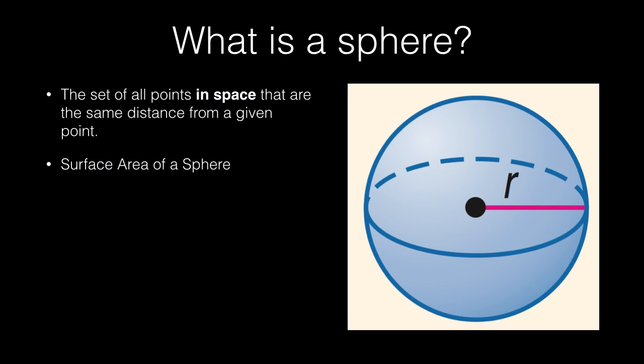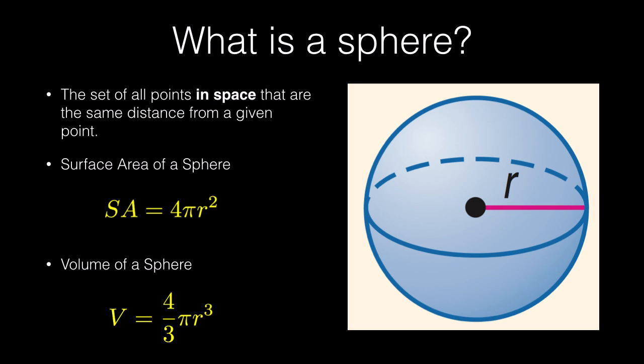The surface area of a sphere is 4 times pi r squared. The volume is 4/3 times pi r to the third power. Please note the difference there, right? In surface area, it's 4 pi r squared. With volume, it's r to the third power.